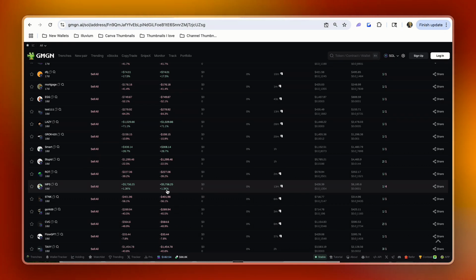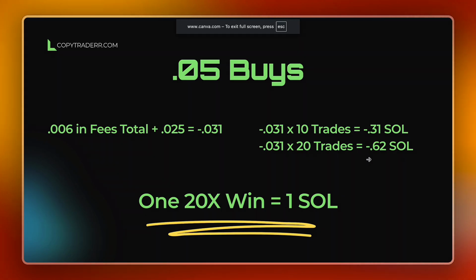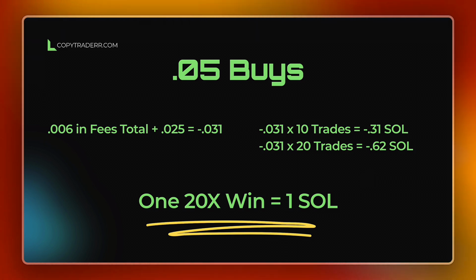So anyone who's trading with a small amount of money, my recommendation is simply to go for traders who have huge wins. They have a lot of losses, but they have huge wins. Because if you're buying with 0.05, then you've got your 0.006 in total fees. Let's say you're losing 50% on all the losing trades. So every time you lose, you're losing 0.031. That's not a big deal. You could lose 10 trades and lose 0.31 Solana. You can lose 20 trades in a row and only lose 0.62 Solana.